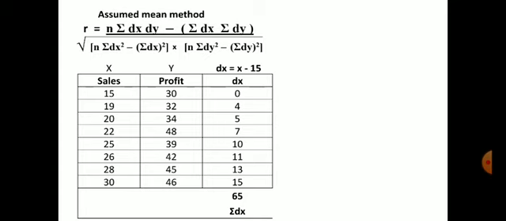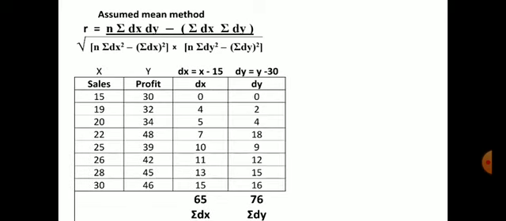Similarly, in the y, the profit part, what is the minimum value? 30. You can take 30 as the assumed mean of the y series. Then if you want to calculate the dy part, dy is y minus 30. 30 minus 30 is 0. 32 minus 30 is 2. Similarly, we have to calculate the dy part as well.